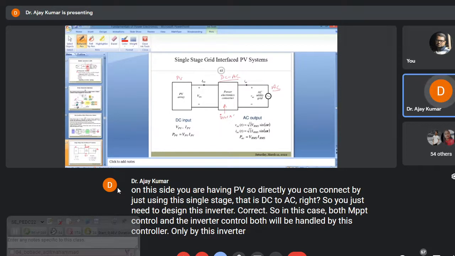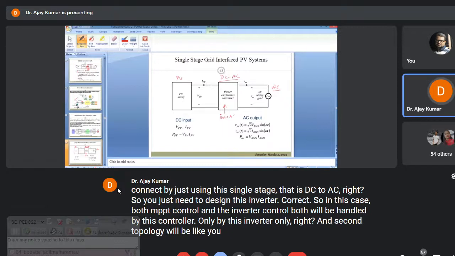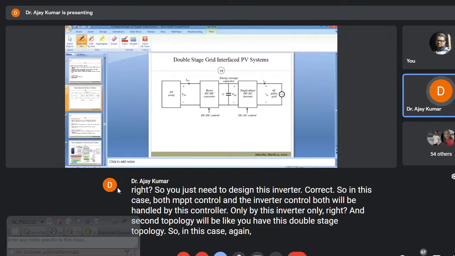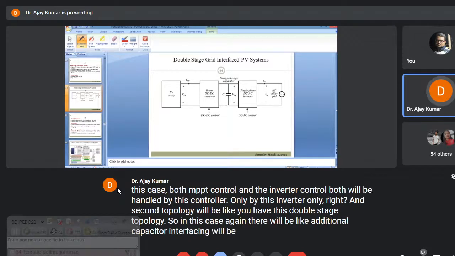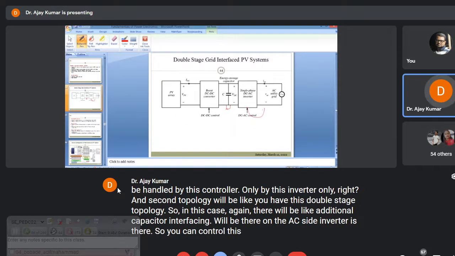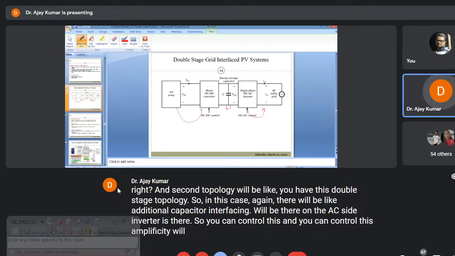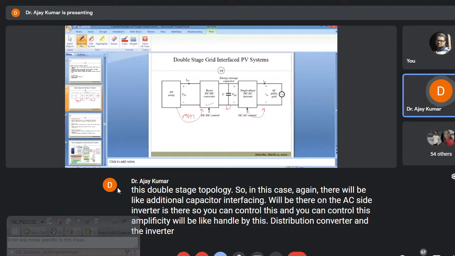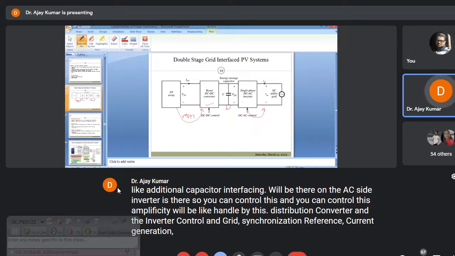The second topology is the double stage topology. In this case, again, there will be a DC link capacitor for interfacing. On the AC side, the inverter is there, so you can control this and you can control this. MPPT will be handled by this DC to DC converter, and the inverter control, grid synchronization and reference current generation, everything will be controlled by this inverter, right?